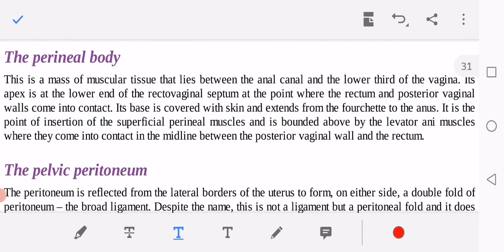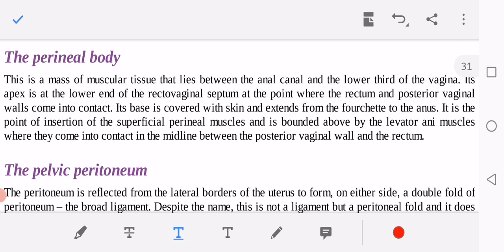And what about the perineal body? It is a mass of muscular tissue that lies between the anal canal and the lower third of the vagina. Its apex is at the lower end of the rectovaginal septum, and the perineal body is the level 3 support of the vagina. Okay, remember: level 3 support of the vagina is the perineal body.